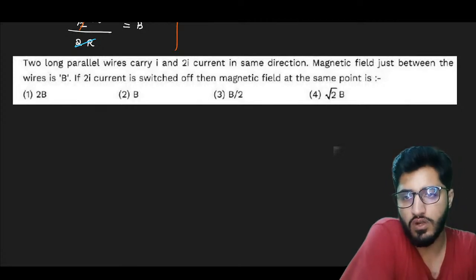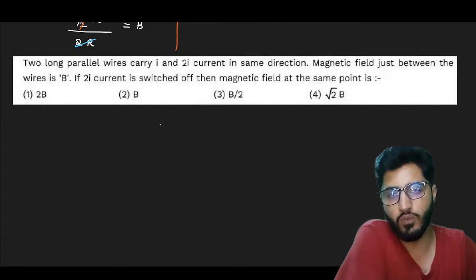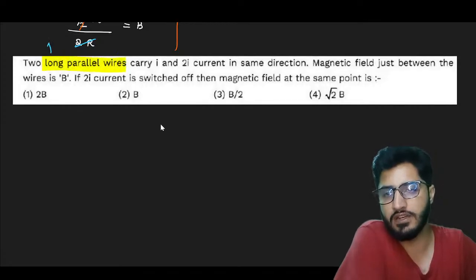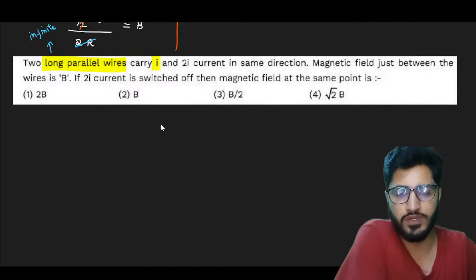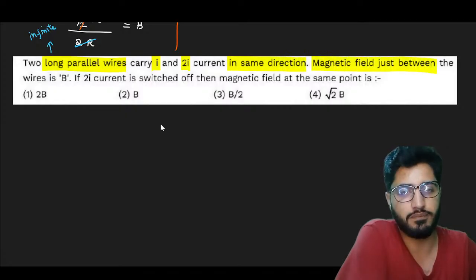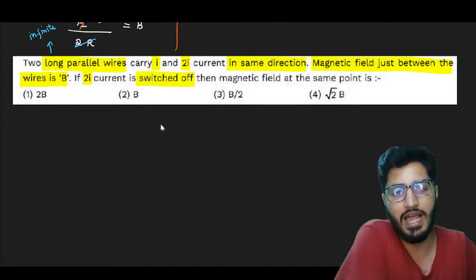Two long parallel wires. You can see from the language that long means infinite. Carrying current: in the first one is I current, in the second one 2I current. Direction of the current is the same. Magnetic field just between the wires is B. Done, sir. If now the 2I current is switched off, then what is the magnetic field at the same point?